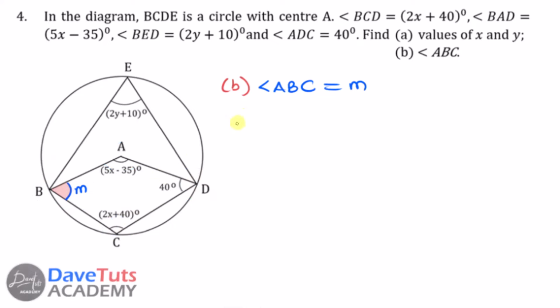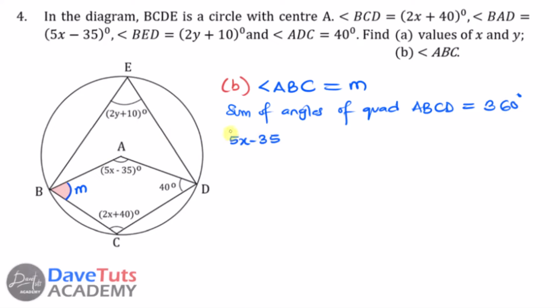So I can say the sum of angles of quadrilateral ABCD is going to be 360 degrees. That means 5x minus 35, that's the angle at A, plus the angle at B, which is M, plus the angle at C, 2x plus 40, plus the angle at D, 40 degrees. The addition of everything is going to be 360 degrees.